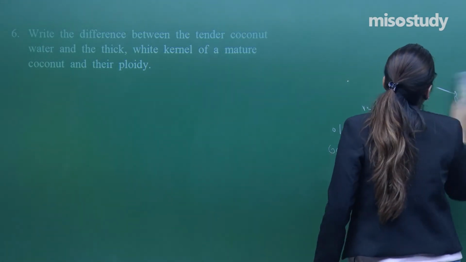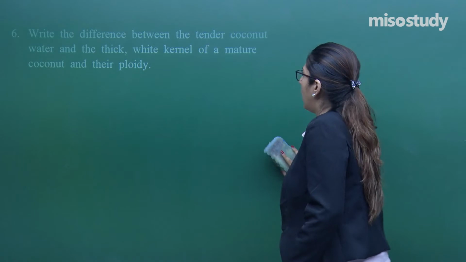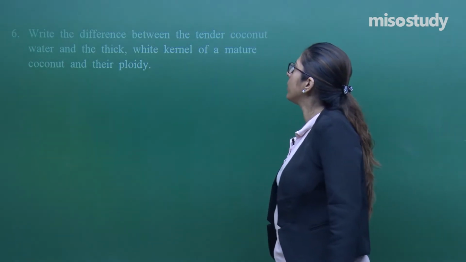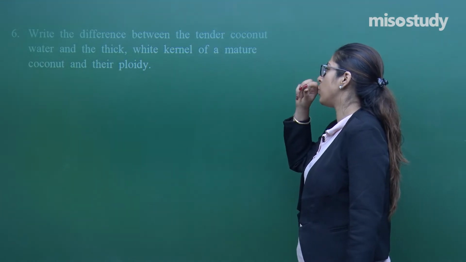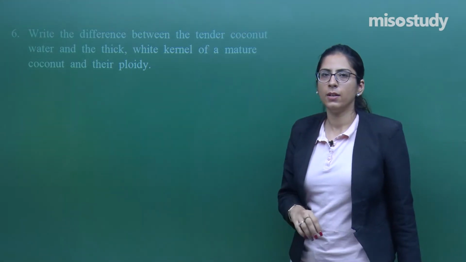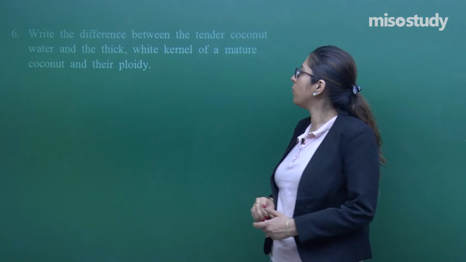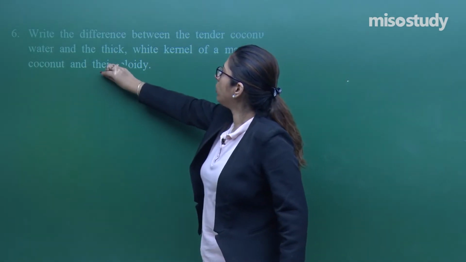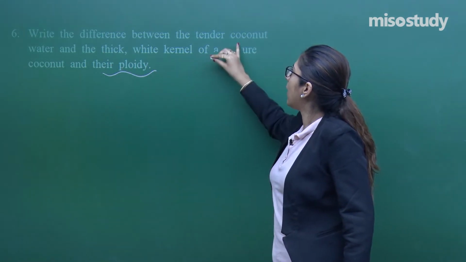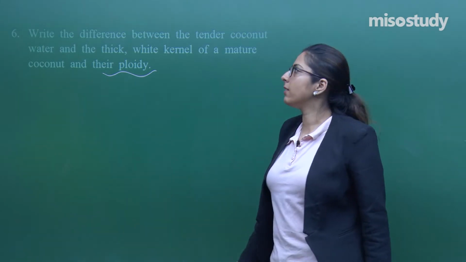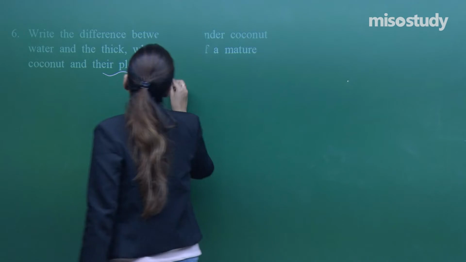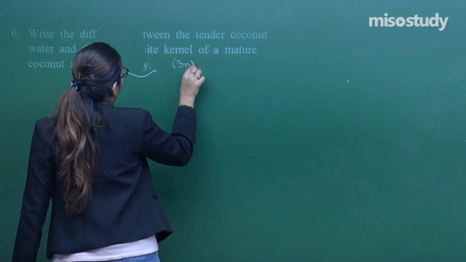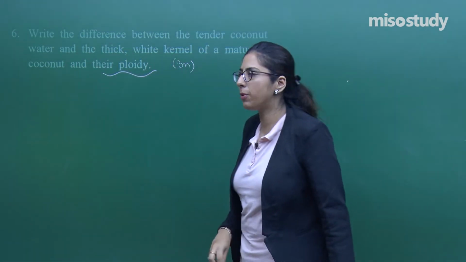Another important question: write the difference between the tender coconut water and the thick white kernel of a mature coconut, and their ploidy. First of all, they are asking about the ploidy of the coconut water and the white kernel. That means they are asking about the endosperm. In this case, the ploidy is always triploid.